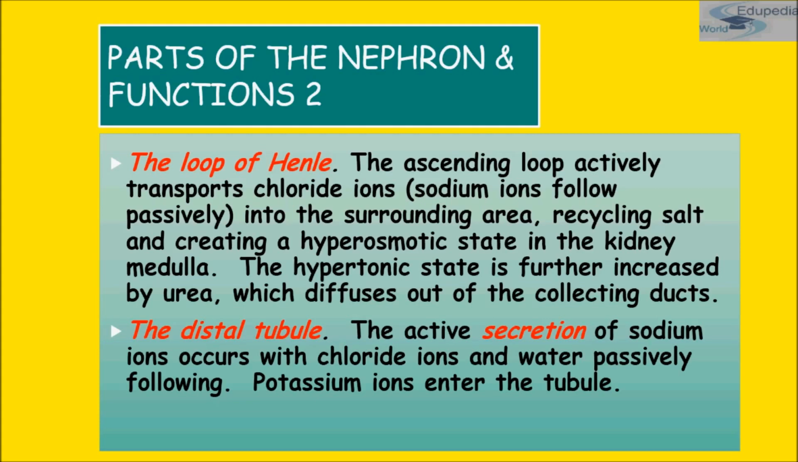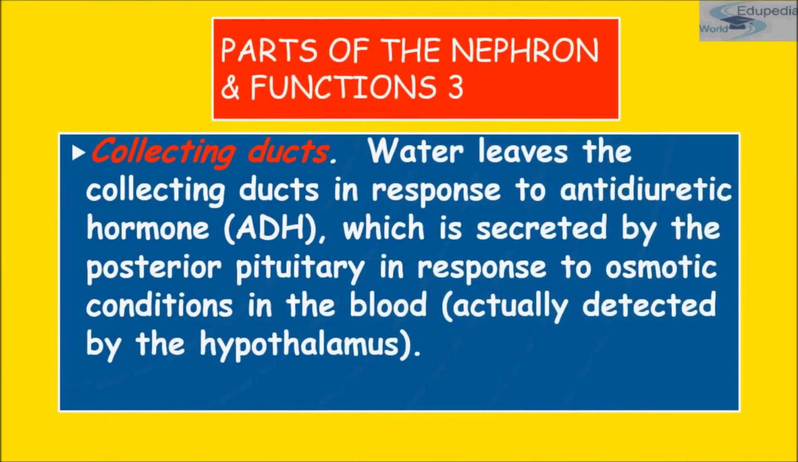Now comes distal tubule. Distal tubule is a coiled tubule which is present in the cortex, and it is lined by cuboidal epithelium. The microvilli are absent in DCT. DCT is distal convoluted tubule, okay? And DCT is close to the glomerulus of the same nephron, and it forms the juxtaglomerular apparatus. Now comes collecting duct. In this, water leaves the collecting duct in response to antidiuretic hormone, which we call ADH, which is secreted by the posterior pituitary in response to osmotic condition in the blood, actually detected by the hypothalamus.